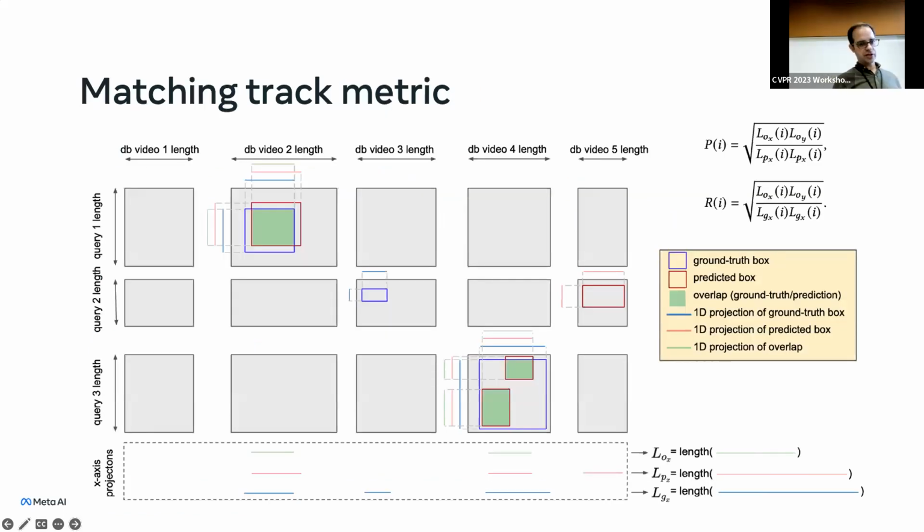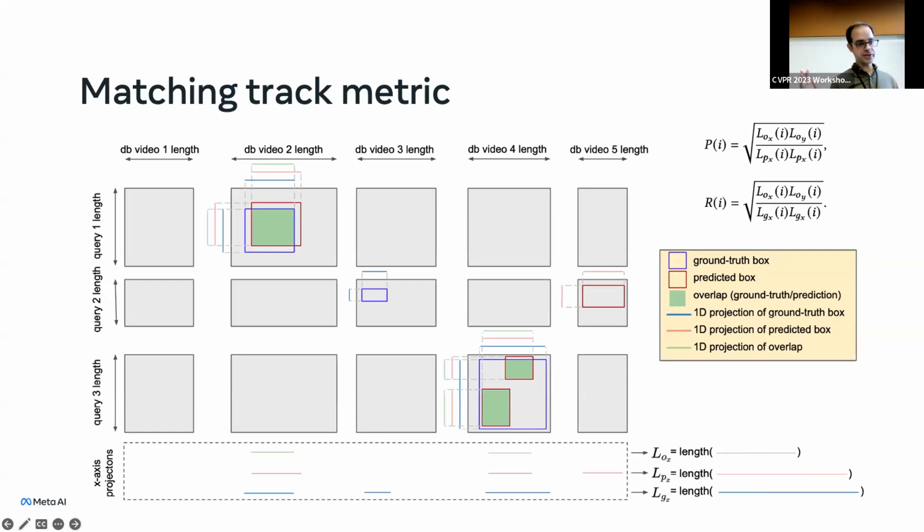So this is a visualization of the metric. I'm going to go over this at very high level, because it's a little tricky. But the way this works is we can visualize each prediction and ground truth match as a box in a plane where we have one axis that shows time along the queries and another that shows the database of references we're matching against. So each prediction or ground truth match is a box in this plane.